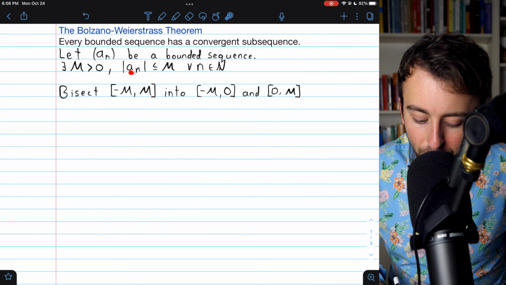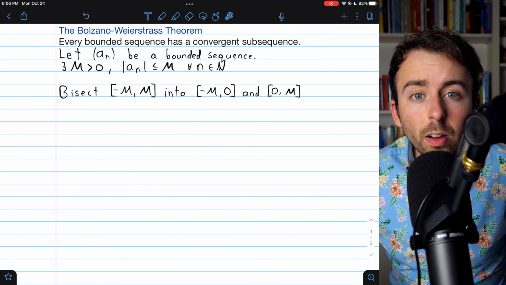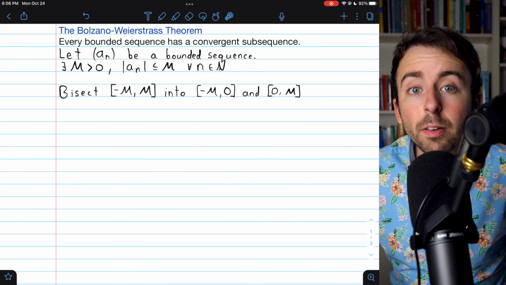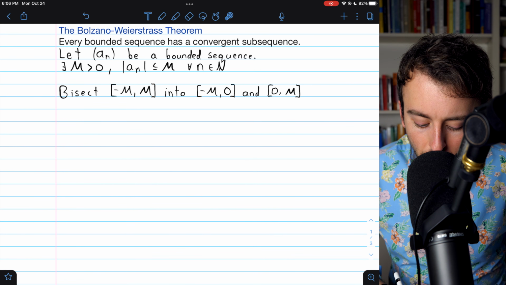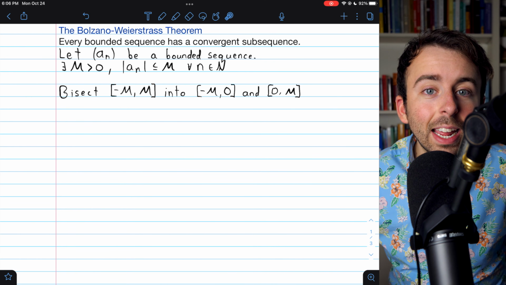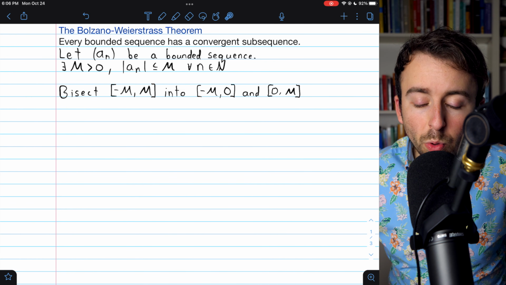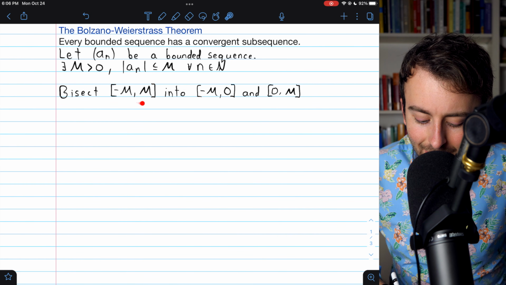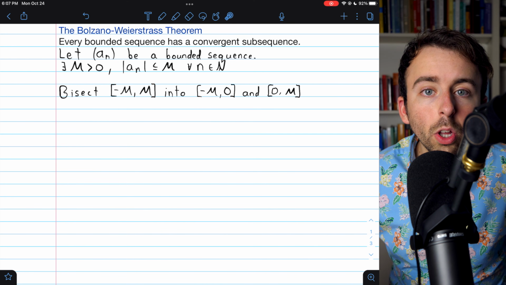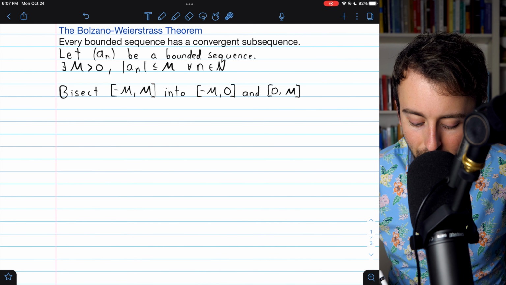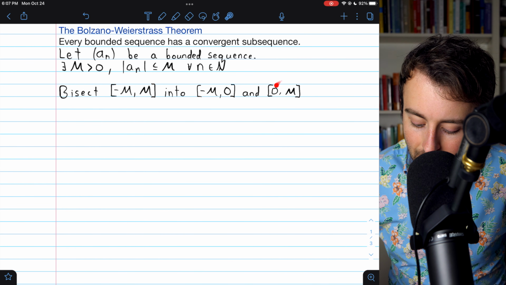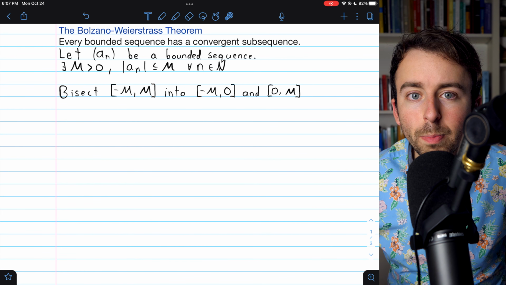And since this has an absolute value, what this means is that all terms of our sequence must lie between negative M and positive M. So this closed interval between negative M and positive M has to contain our entire sequence. Here's what we're going to do next. We're going to bisect this closed interval, which contains our entire sequence, into these two closed intervals: the closed interval from negative M to 0 and the closed interval from 0 to big M.